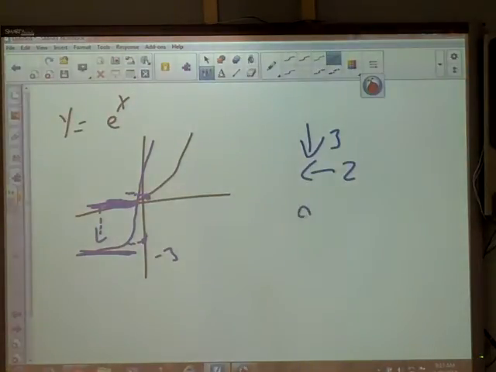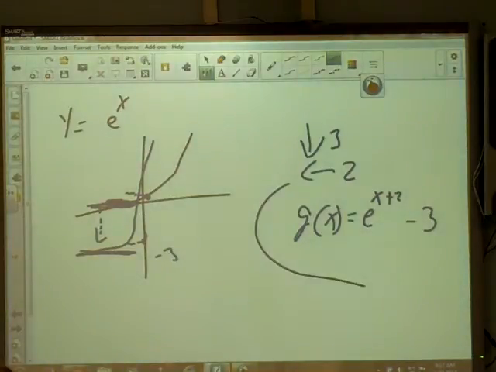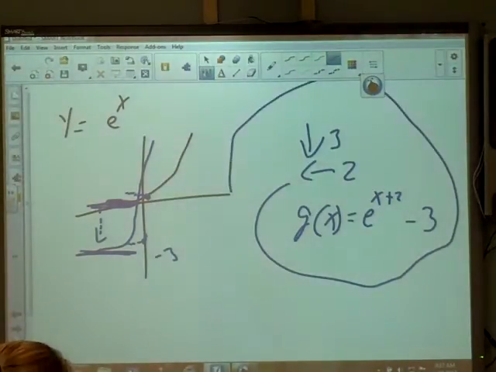So there's 1 point. Now to write this all, g of x equals e to, move left 2 goes with the x, left and right goes with the x. So I'm up here in the power. Left is plus up there in the power, and then down 3 would be stuck on the end. So you need all of that.